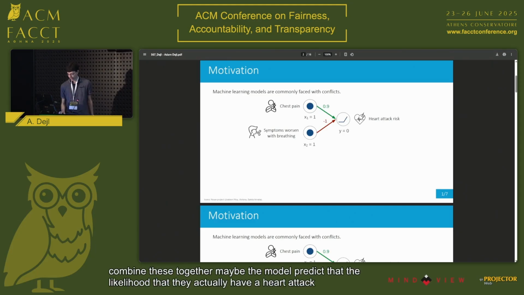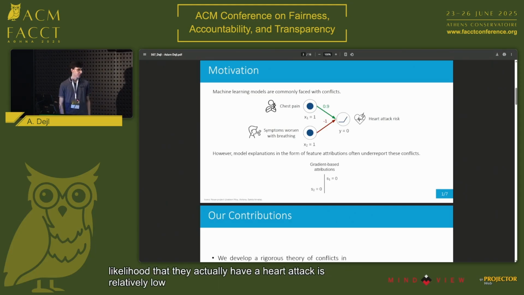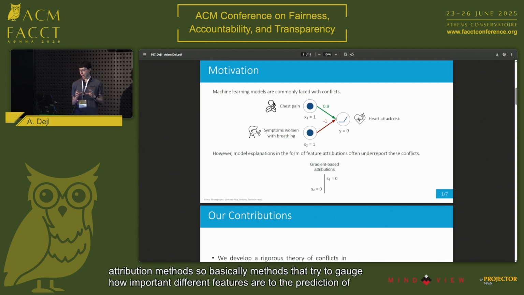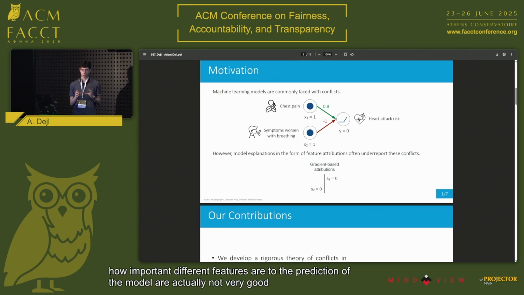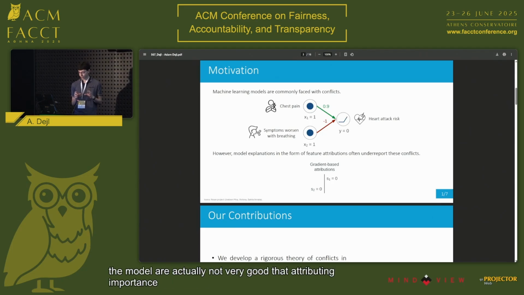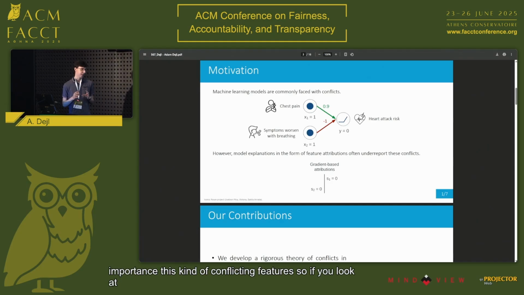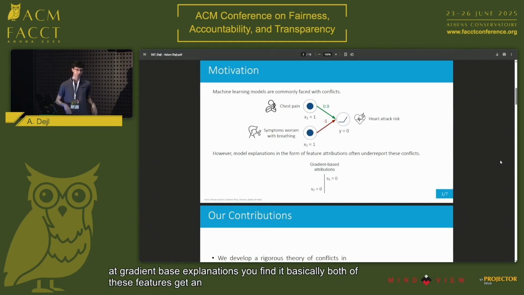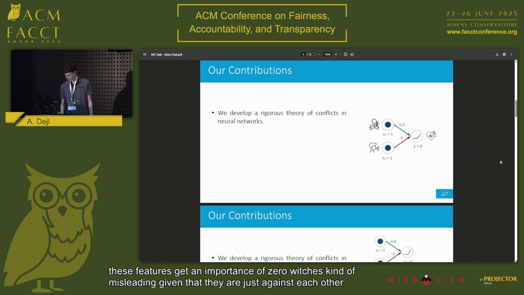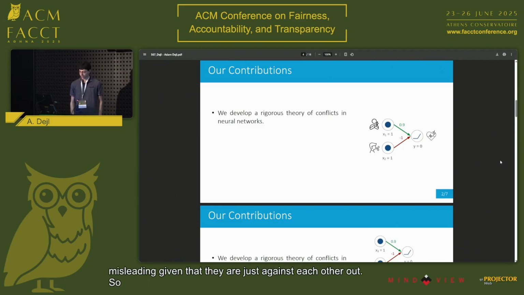But what's unfortunate is many feature attribution methods, so basically methods that try to gauge how important different features are to the prediction of the model, are actually not very good at attributing importance to these kind of conflicting features. So if you look at gradient-based explanations, you find that basically both of these features get an importance of 0, which is kind of misleading given that they are just canceling each other out. So that's the issue that we try to tackle in this research.